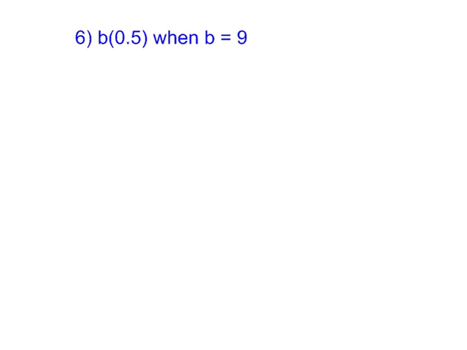Problem number 6, b times a half when b is equal to 9. This would be 9 times 0.5. 9 times a half is 4.5.